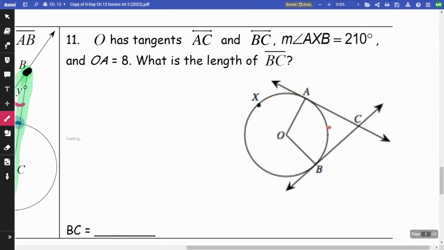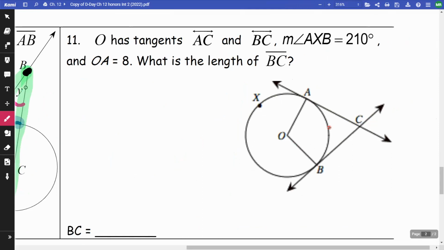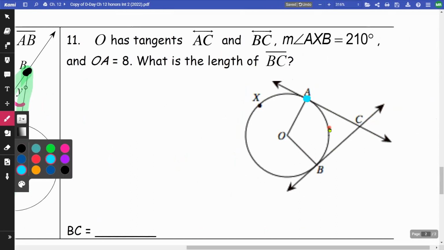On number 11, in this situation, we know that we have a couple of tangents here. So we have a tangent, AC's tangent. So this point right here is going to form 90 degrees with that line segment and that radius. Over here at B, this is also going to be a point of tangency. And so this is also going to form 90 degrees with that line and that radius.